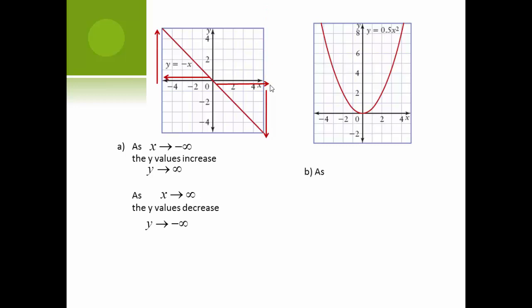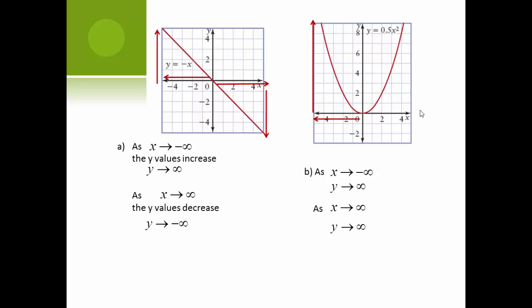So let's look at our quadratic here. As x values approach negative infinity, as they go further and further this way, y values are getting larger. So as we approach negative infinity, y approaches infinity. And what happens when x goes further to the right? As x approaches infinity, y still approaches positive infinity.